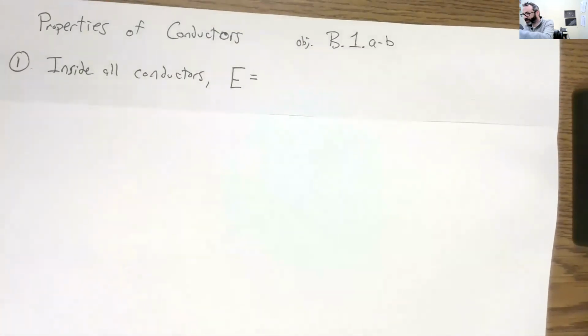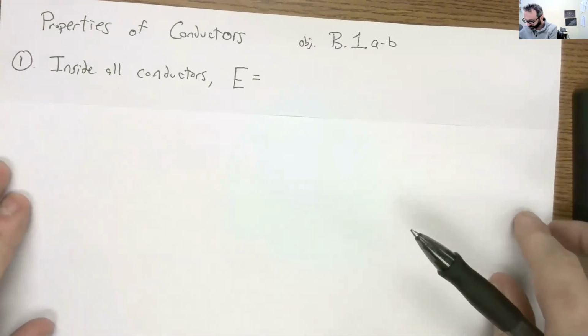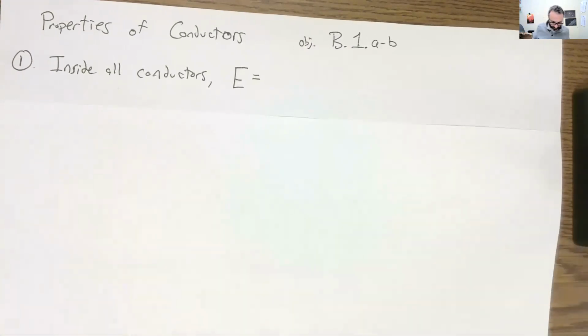All right, so this is basically just 4 principles to remember about conductors, along with a little explanation about why each is true. What does the electric field look like inside of any conductor?